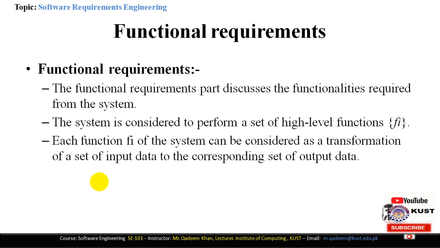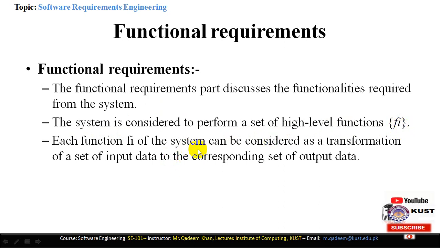We will explain each and every one in much detail here. First one was the functional requirements. The functional requirements part discusses the functionalities required from the system. It includes all the functionalities that are delivered to the customers by the system. The system is considered to form a set of high-level functions Fi. For example, Fi means functionality, so i means function 1, function 2. So i may vary.